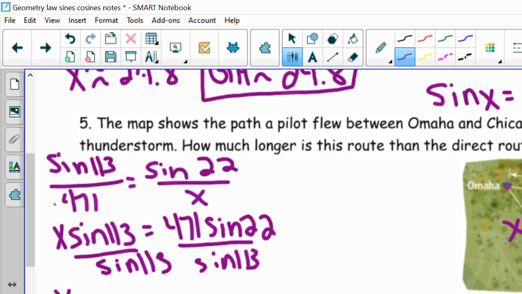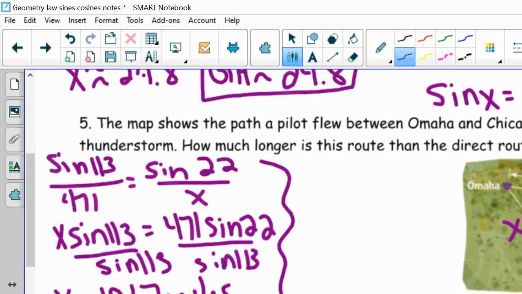So x is equal to, so I'm typing in my calculator, 471 times the sine of 22 divided by the sine of 113, and I get approximately 191.7 miles. So this is from Omaha to my turning point. So now I need to find from the turning point to Chicago.